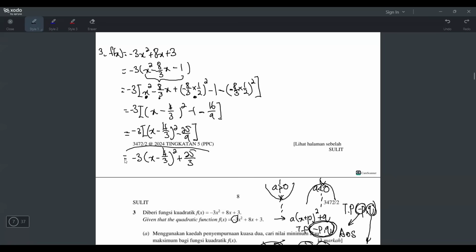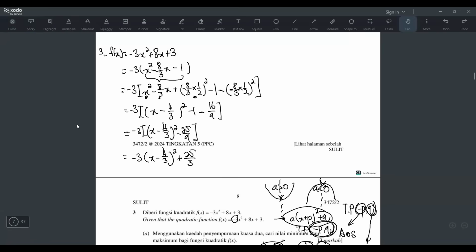Like this. So this is the vertex form. Saya sudah berjaya tukar jadi vertex form. So this already looks like this, right? Which is the form I want lah. You can see the A is -3, the P is -4/3, the Q is 25/3. So this is exactly what I want, the vertex form.